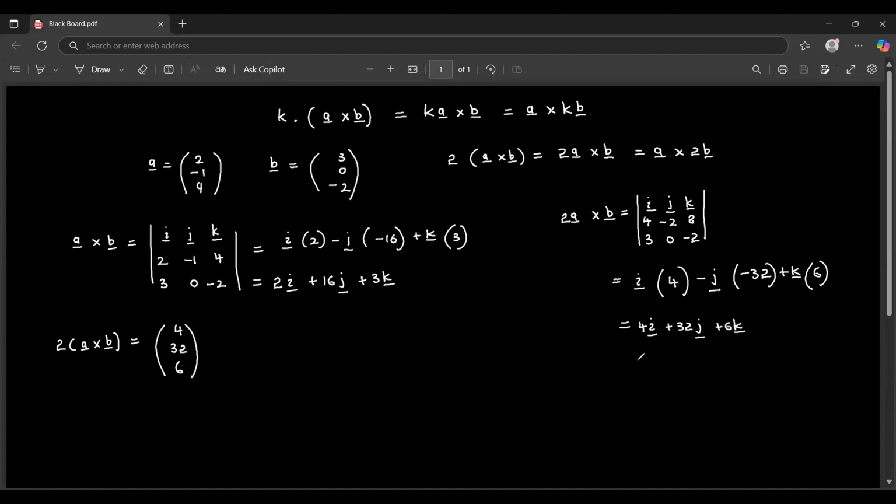So the value of 2A cross B is equal to 4, 32, 6. You can also do it this way and find the answer, but the property stands nevertheless. So this is another property that you can apply directly. So these are the main properties. Let me do a summary for you.